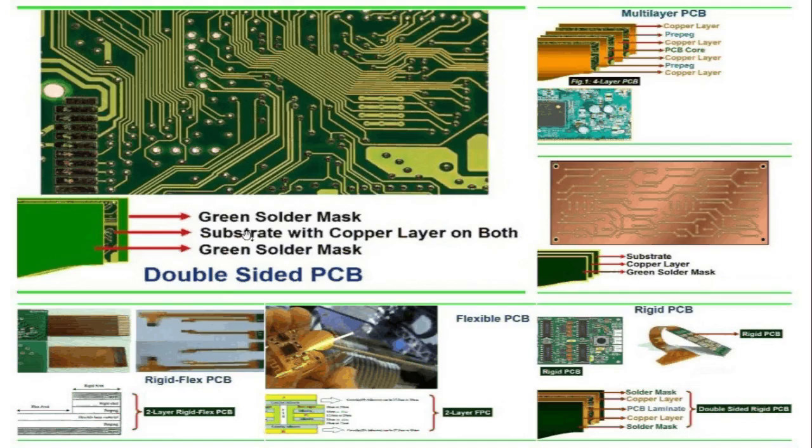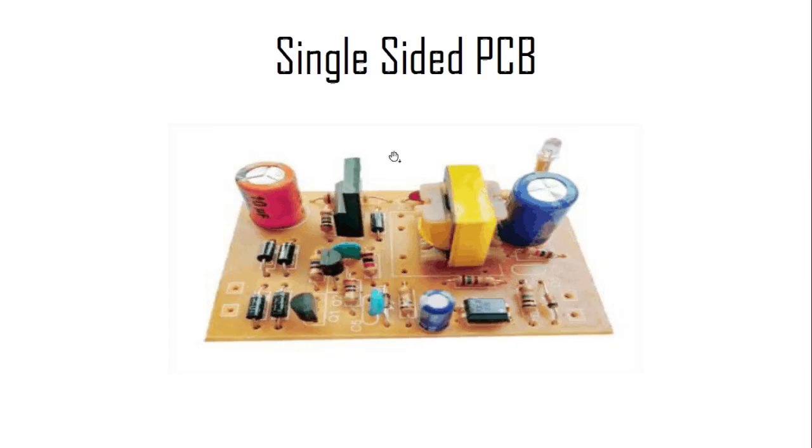So we have discussed the PCB structure, and these PCBs that we discussed all have a rigid substrate, so it is called a rigid PCB. There is one more type which is called a flexible PCB. In that they use a different type of material which can bend. So it is a flexible PCB. Now let's see the types of PCB.